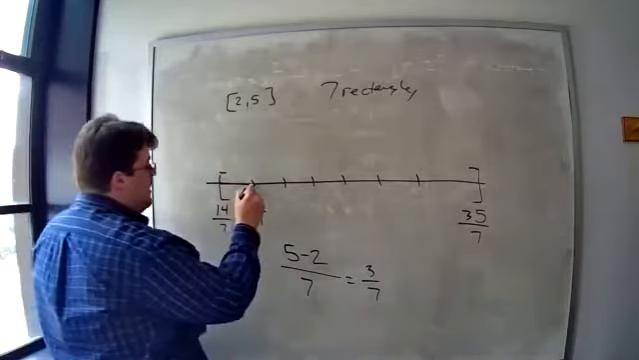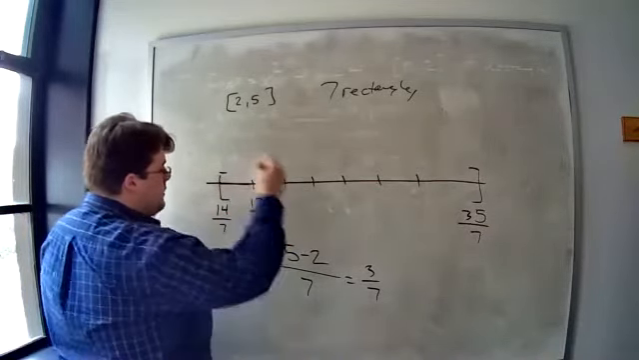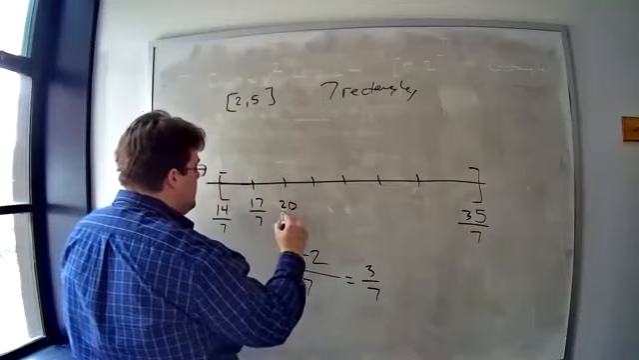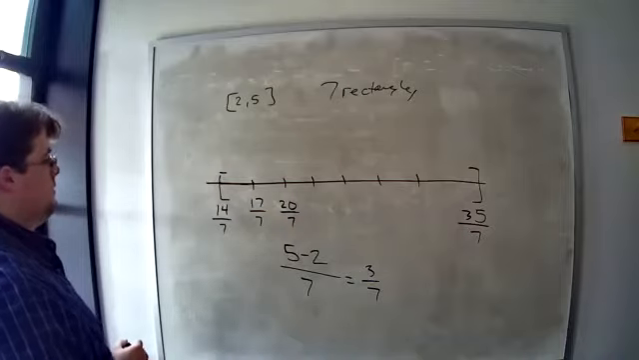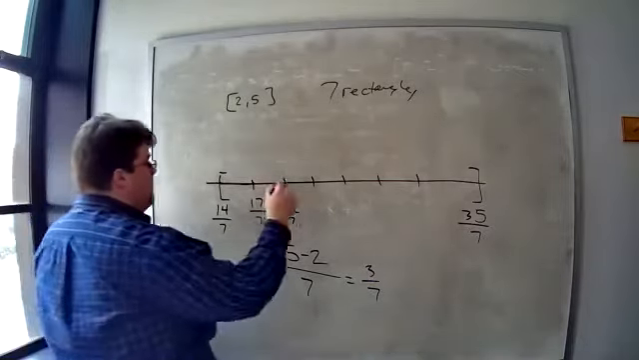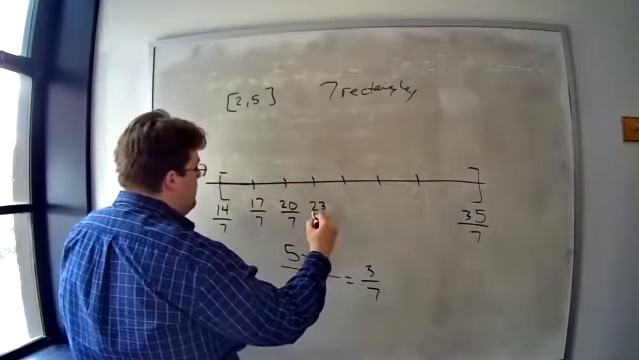The next one, start here, go over another 3/7. Here we're at 17/7, go over another 3/7. 17/7 plus 3/7 is 20/7. And then we keep doing that. From here to the next one, we add another 3/7.